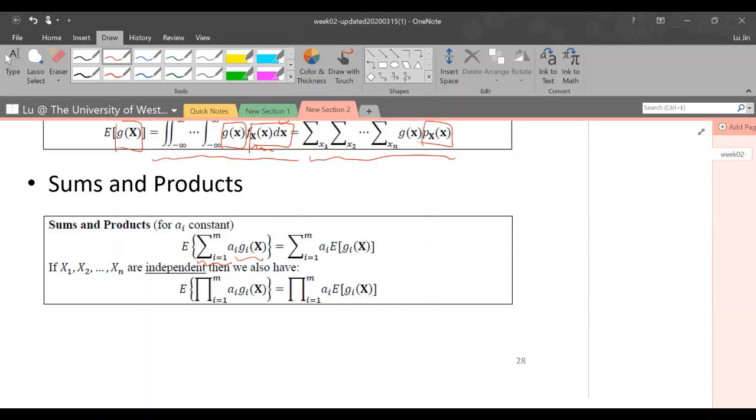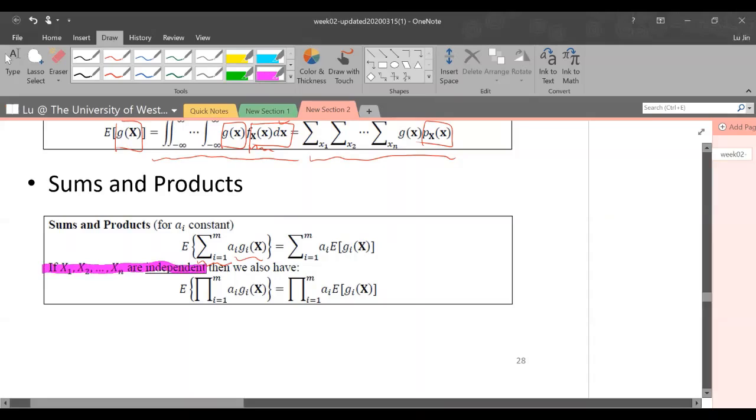But when you use this for the expectation of a product, you must be careful. You can move the expectation operator around each g_i function, no problem, but the condition is that all the random variables must be independent. So please be very careful with this condition. If they are not independent of each other, this rule will not be valid. Some students make mistakes on this.